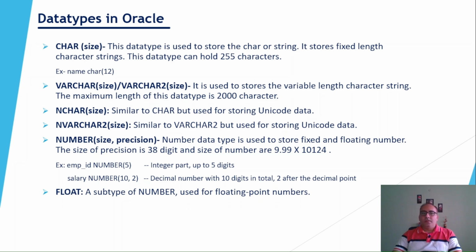Then we have FLOAT. This is basically a subtype of NUMBER, used to store floating point numbers. In this we need not define size or precision. If we define any variable as a float, then by default it will be considered as a floating number.